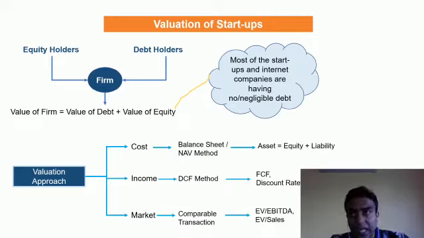And then we have comparable transaction. So as we discussed, it is very difficult to find a comparable company where investors have made some investments. So if those companies are not similar, it is not easy to apply market method. So what do we do? How do we value startup companies?